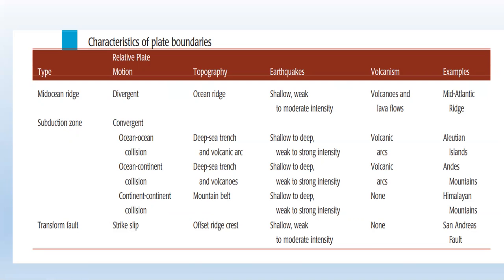The Atlantic is growing now. So the Mid-Atlantic ridge is a very beautiful example of a mid-oceanic ridge. Here, divergence of plates occurs.